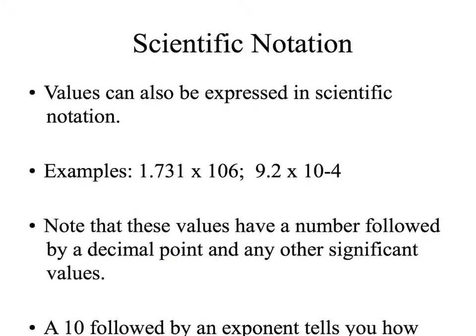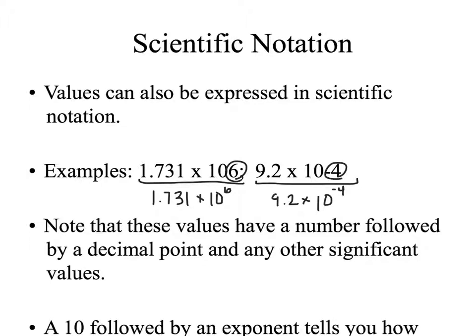Now we can also express numbers in terms of scientific notation. When this transferred, my exponents came down. So this should say 1.731 times 10 raised to the 6th. And this should be 9.2 times 10 raised to the negative 4. That should be an exponent here.